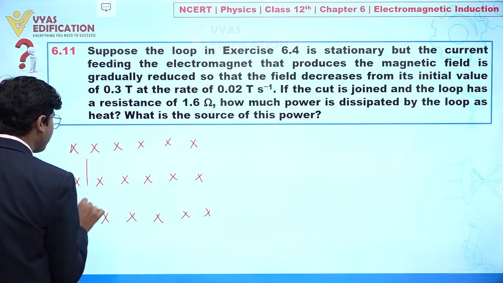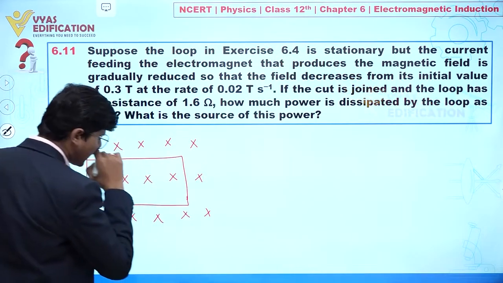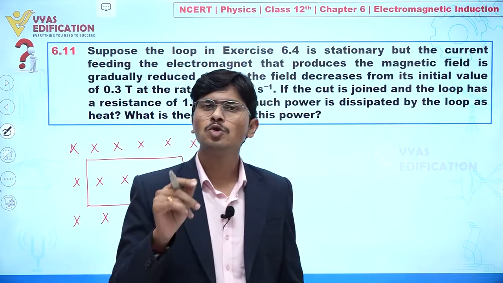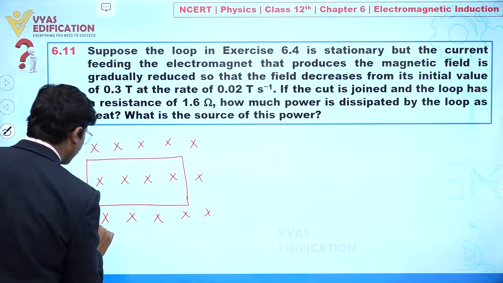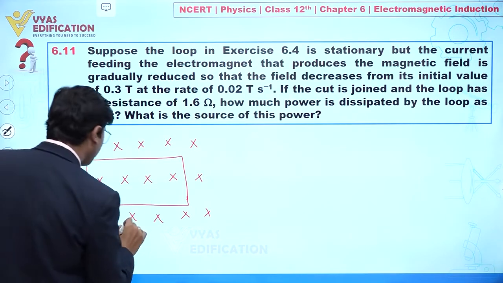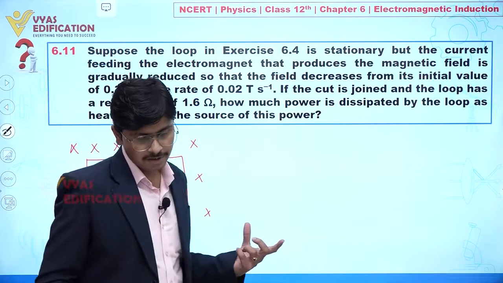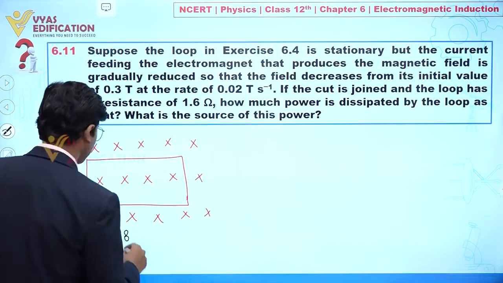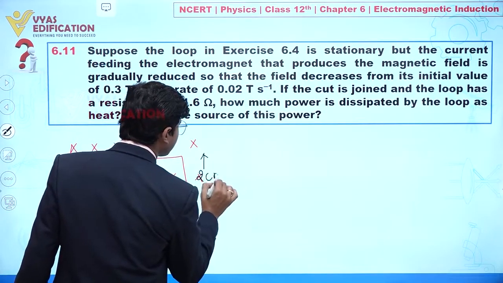Let's suppose I am taking a loop here. Actually it is given that this loop has a cut. It is also given in exercise 6.4 that this length is 8 centimeter, and this one is 2 centimeter.